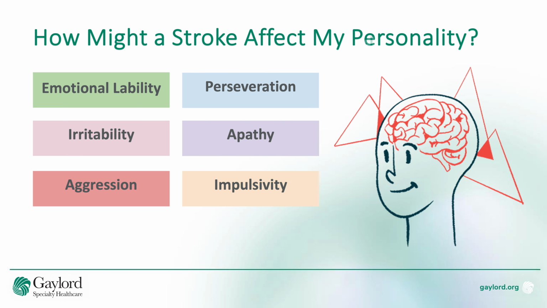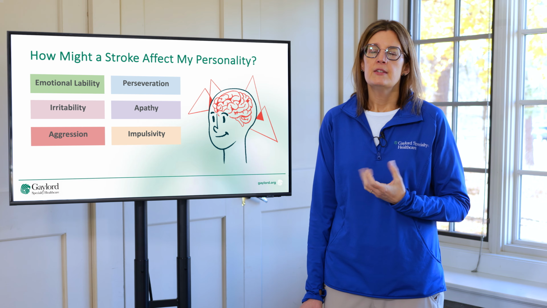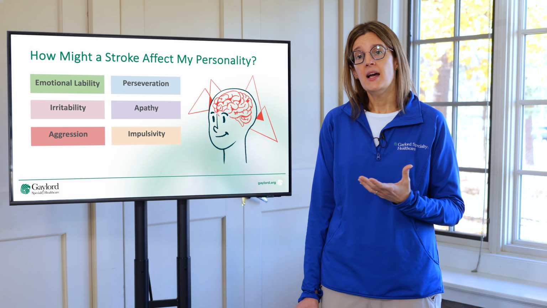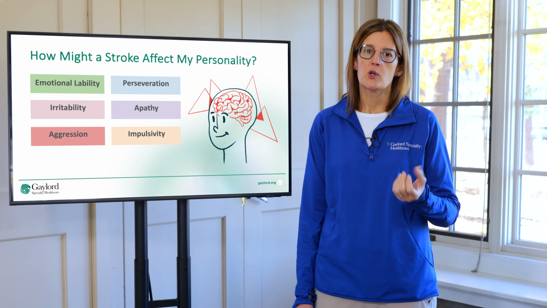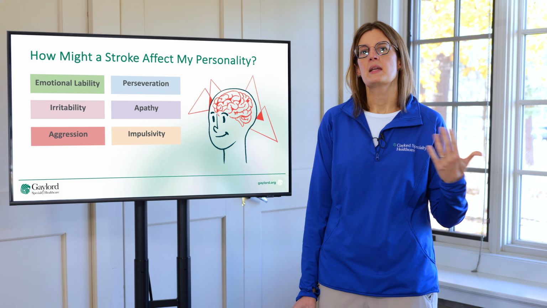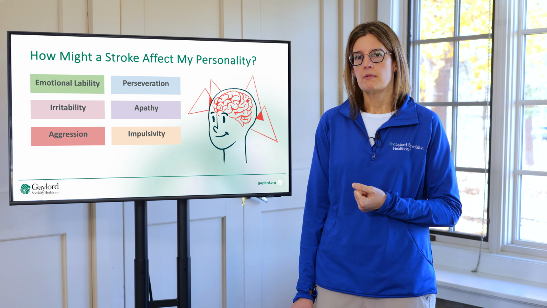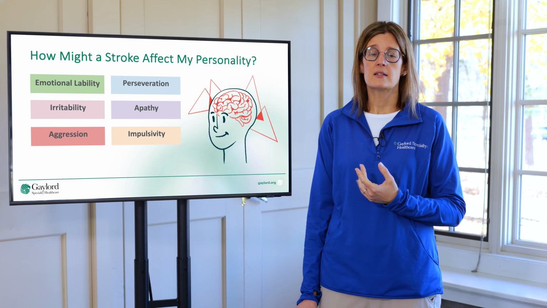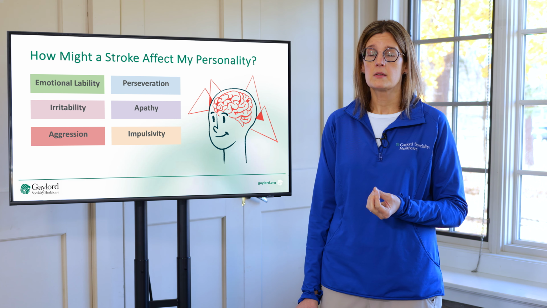Not all stroke survivors will experience a change to their personalities after their stroke. Some may. On this slide, we're looking at some of the different types of changes that an individual may experience. Emotional lability is essentially an individual's difficulty with being able to manage their own emotions. These individuals may laugh or cry at times that may not otherwise be appropriate. They may recognize it but not be able to control it, and this can be rather uncomfortable for the survivor. Perseveration is being stuck on a task and not being able to switch gears or change topics.